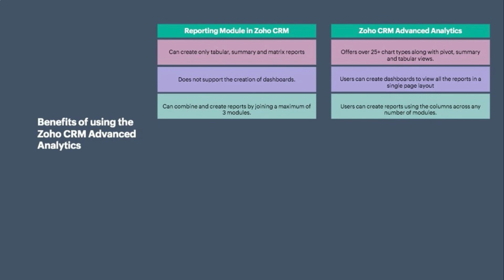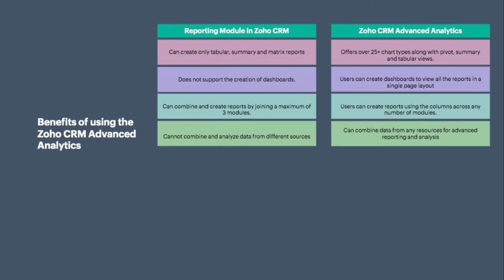Third is combining reports, joining. I just highlighted this point recently. You can create a report using only up to 3 modules in CRM. Whereas in Zoho Analytics, you can create reports using any number of modules or tables as long as they have a relationship. This is a key differentiator.